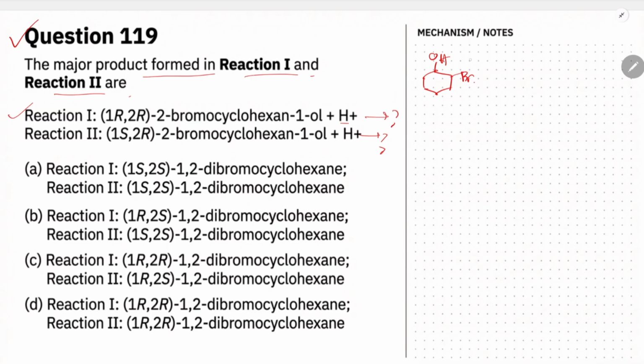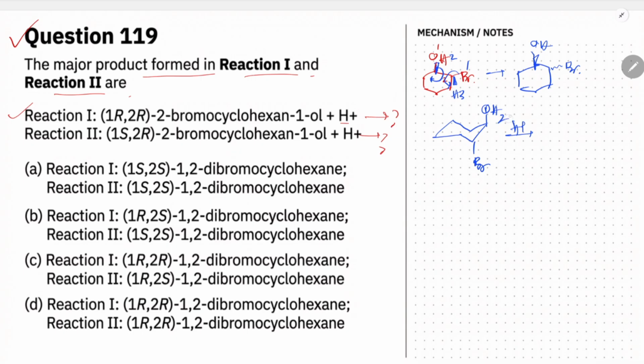This is our configuration. So the 45 degree group is down on 1, and this is 2. So it will be 1, 2, 3 clockwise. The 45 degree group down means this OH is up. That is our configuration. This is 1, this is 2, this is 3, going 1, 2, 3 anti-clockwise, and to get R we have to put hydrogen up. So the final thing is OH up and bromine down. Now if we draw it in the chair conformation, this is OH and this is bromine.